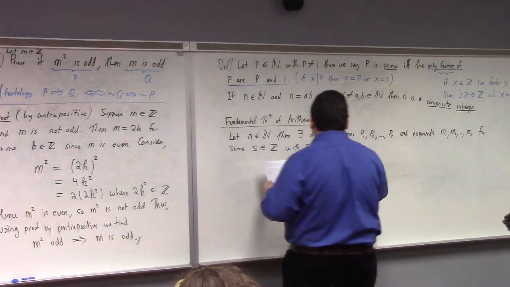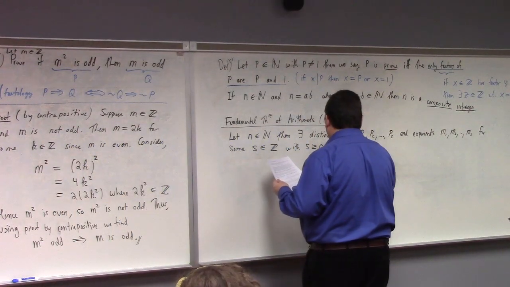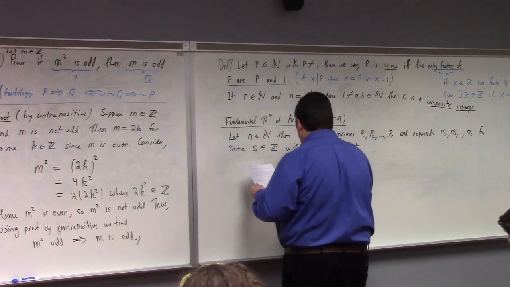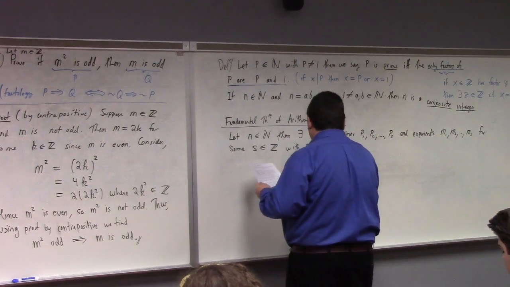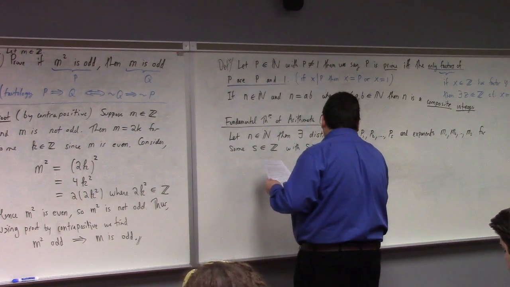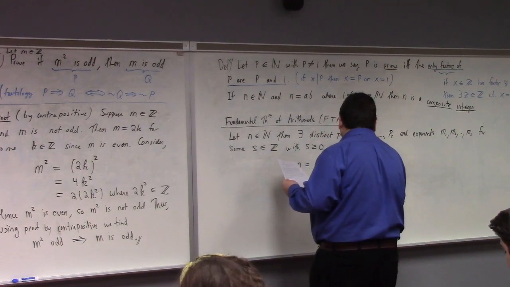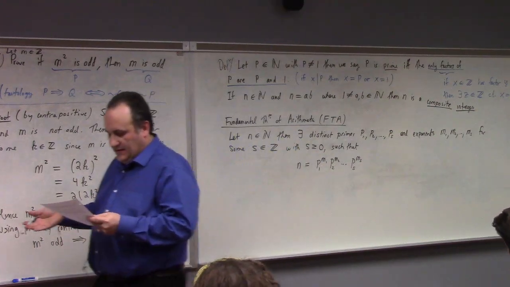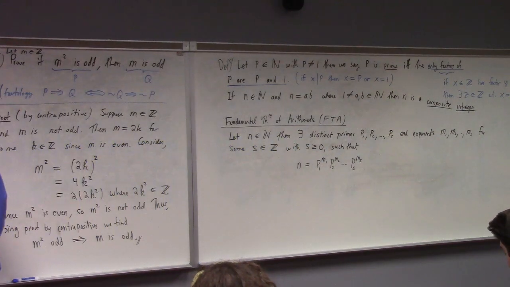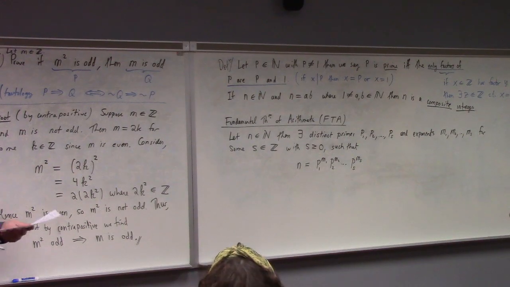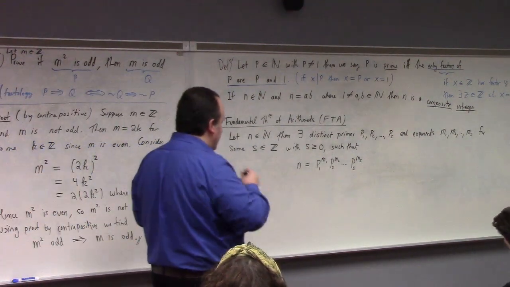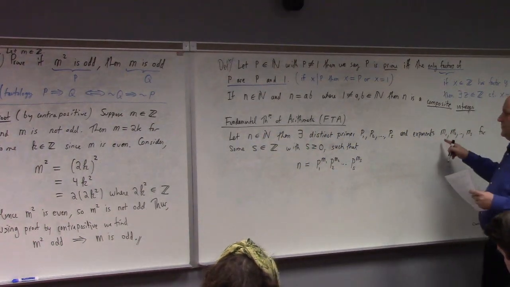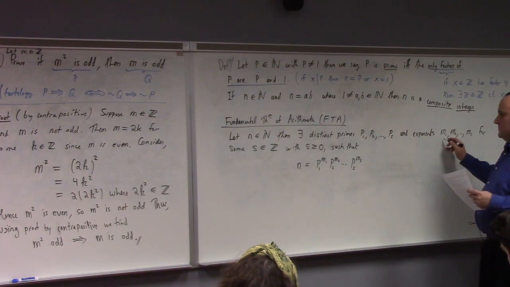Such that n is equal to p1 to the m1, p2 to the m2, ps to the ms. Notice that here s equals 0. Why do we need s equal to 0 in this discussion? I didn't say what these are. I'm sorry, my bad. These.